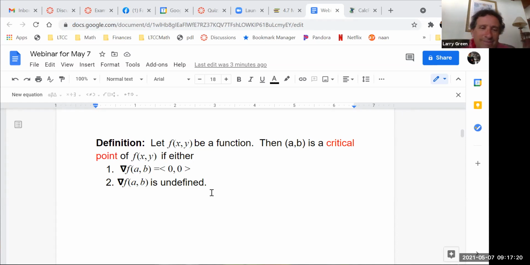To prove it takes a lot of work. You need epsilon-delta kind of stuff, and I'm just not going to go there. That's what you do if you become a math major and take what's called real analysis. Then you reprove all the things that we don't prove. So any questions on this big definition?